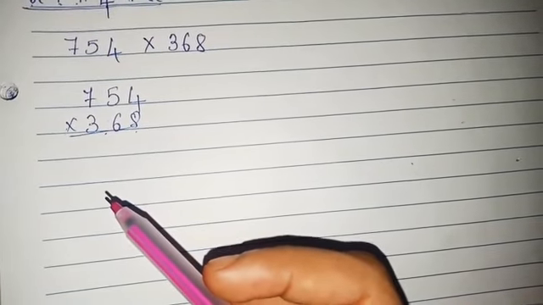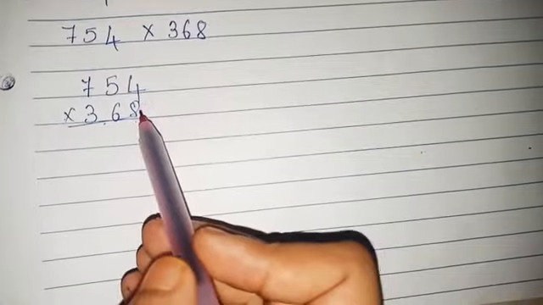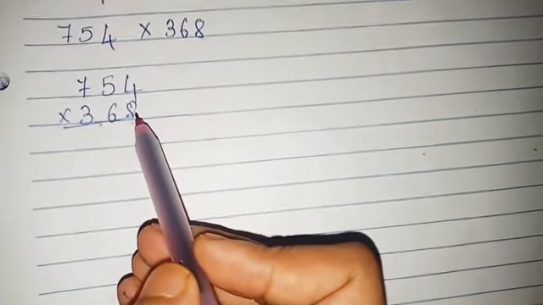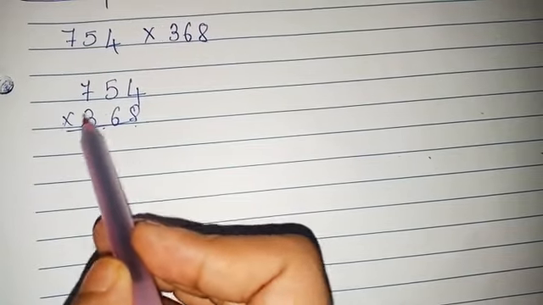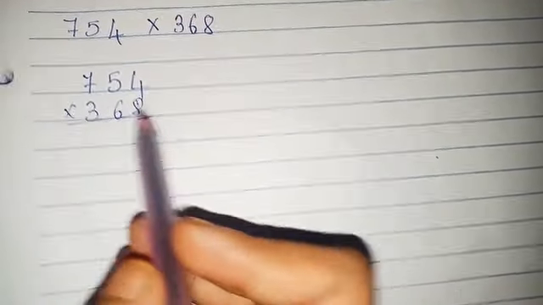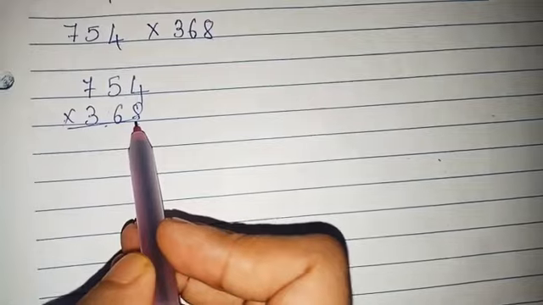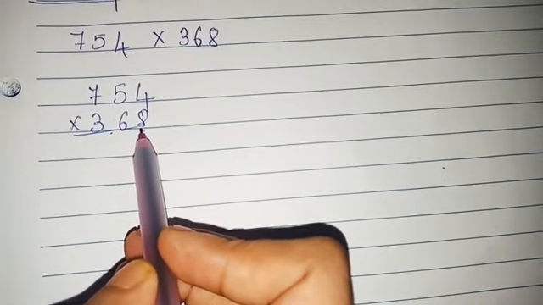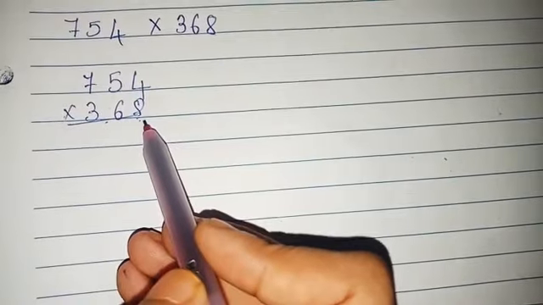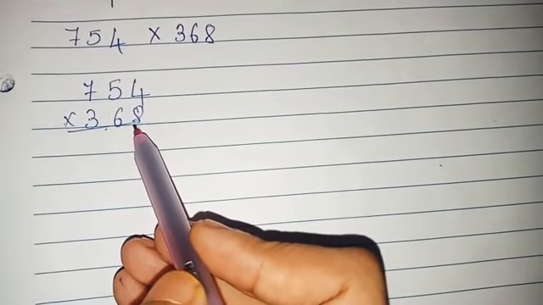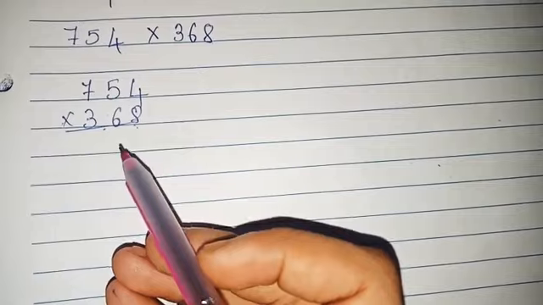We always start the multiplication from the unit place. Right. So what is the unit place in the multiplier 368? 8. Right. So I will be doing first multiplication of 754 by 8. Understood? So let's start.